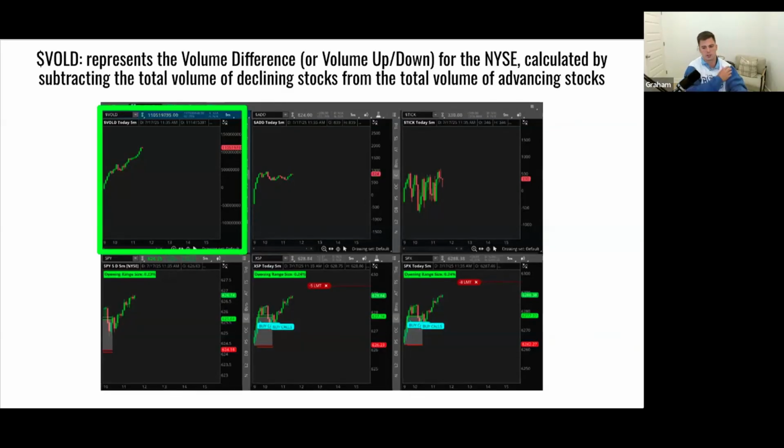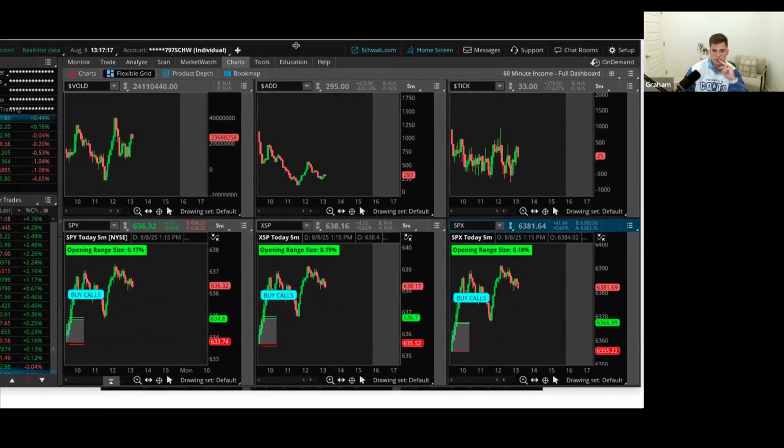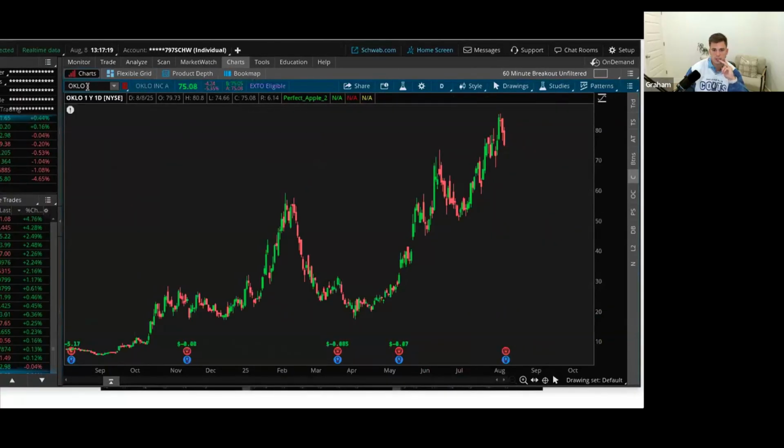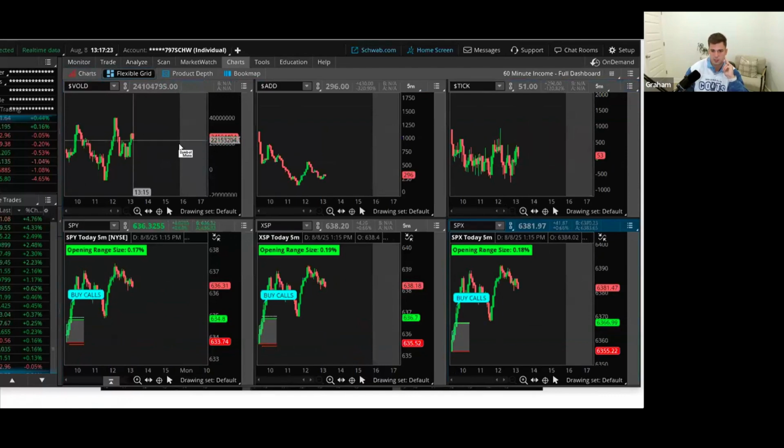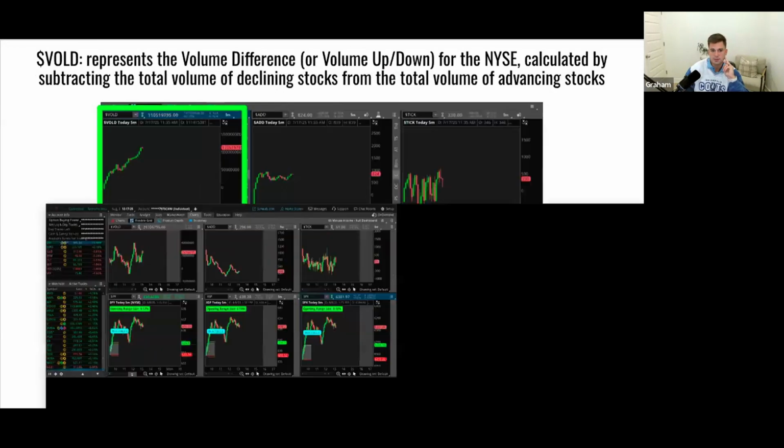I believe you can get the six screens on the free version of Thinkorswim. Let me just show you here. The way you would set it up is, here's my Thinkorswim. When you go to the charts, here's your charts. See flexible grid? That's where you can set up multiple screens on one.